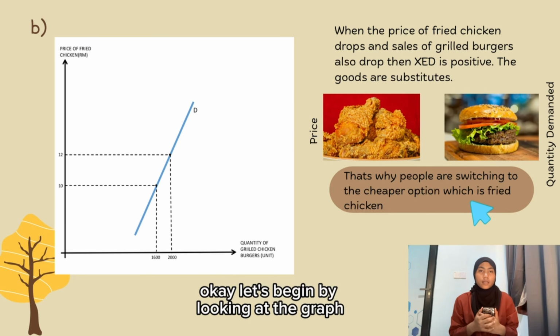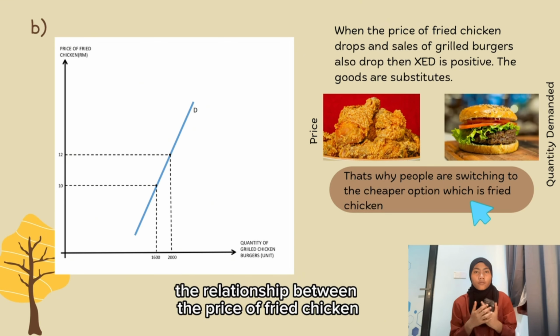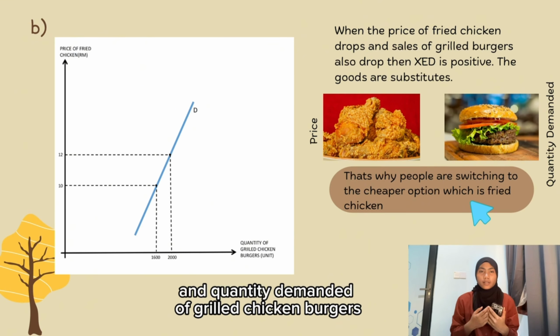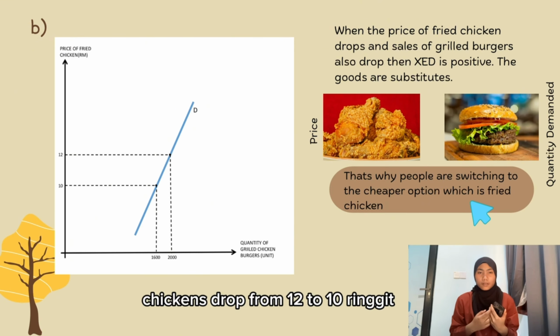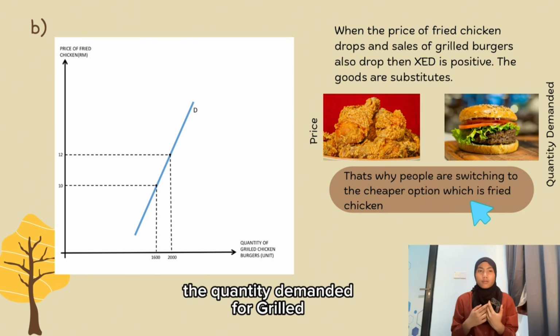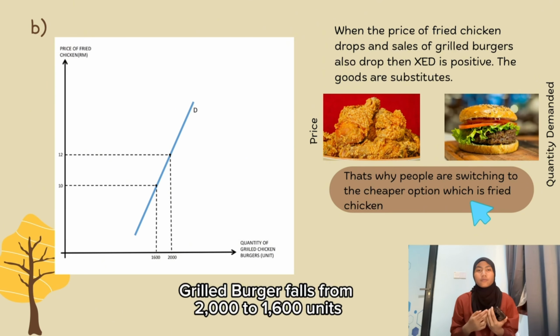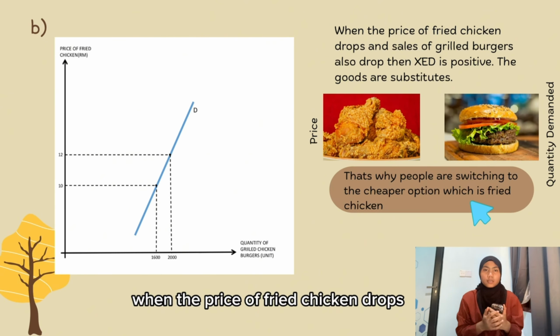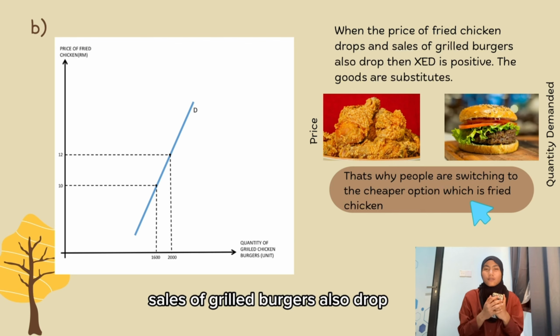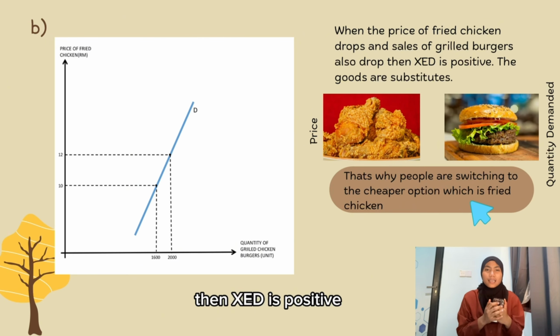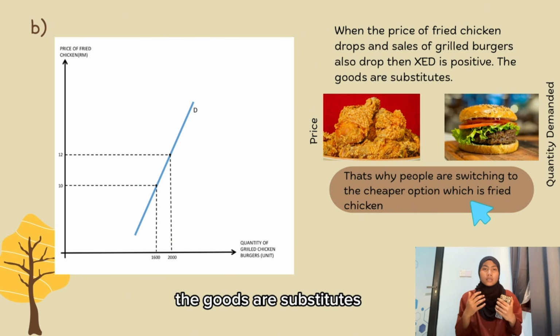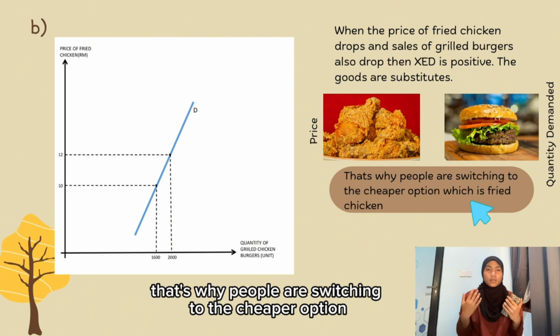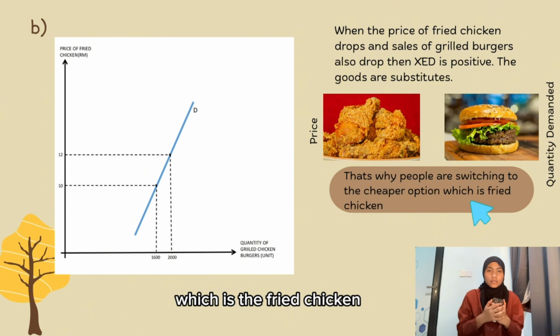Okay, let's begin by looking at the graph. This shows the relationship between the price of fried chicken and quantity demanded of grilled chicken burgers. As the price of fried chicken drops from 12 to 10 ringgit, the quantity demanded for grilled burgers falls from 2,000 to 1,600 units. So the graph tells us when the price of fried chicken drops and sales of grilled burgers also drop, then XED is positive. The goods are substitutes. That's why people are switching to the cheaper option, which is the fried chicken.